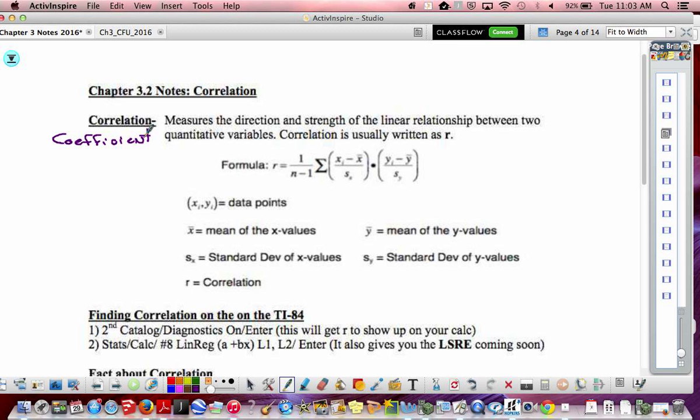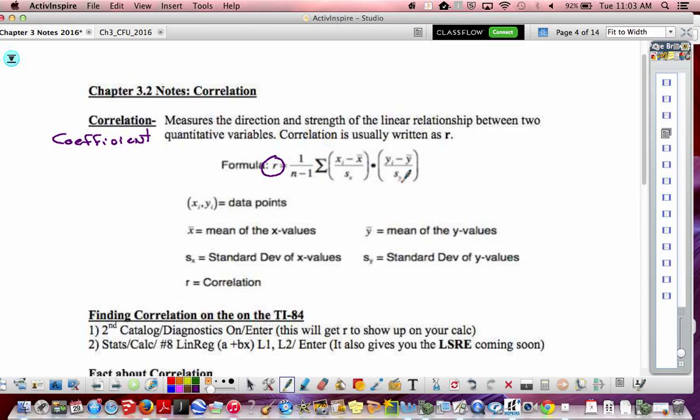The correlation coefficient is represented by this letter r, so lowercase r that we'll always use for it. There is a complicated formula to it, which basically involves z-scores. You're going to standardize your x's, you're going to standardize your y's, you're going to multiply them together, and you're basically going to take the average of them. Now, if you followed that, okay, more power to you.